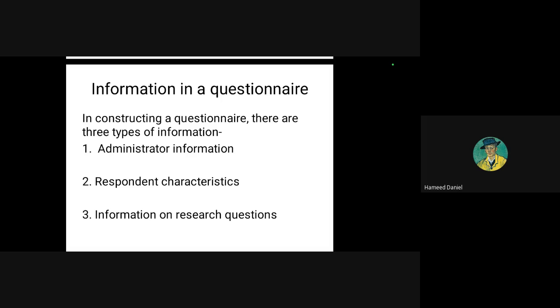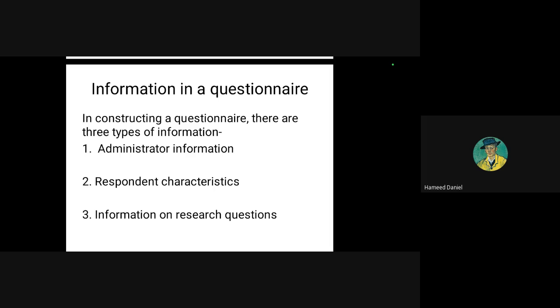The respondent characteristics is where you are getting things like the socio-demographic characteristics of your respondents, the socio-economic characteristics, probably their work history, things that will characterize your respondents, right? And the next section should be questions that can help you answer your research questions.